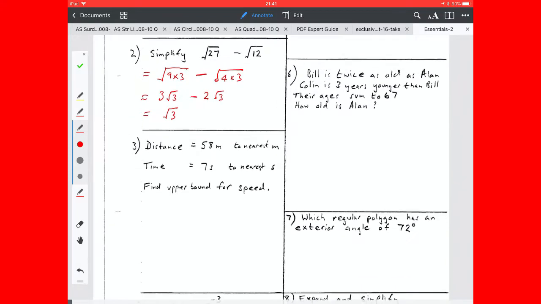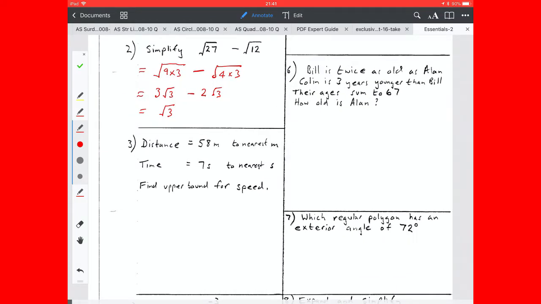Question 3. I did say this was a non-calculator exercise, but we could do with a calculator for this one. We're trying to find an upper bound for speed, so we need the upper bounds and lower bounds for distance and time. D is given as 58 meters to the nearest meter. So that means D is less than 58.5, but greater than 57.5. The time is 7 seconds to the nearest second, so T is less than 7.5, but greater than 6.5.